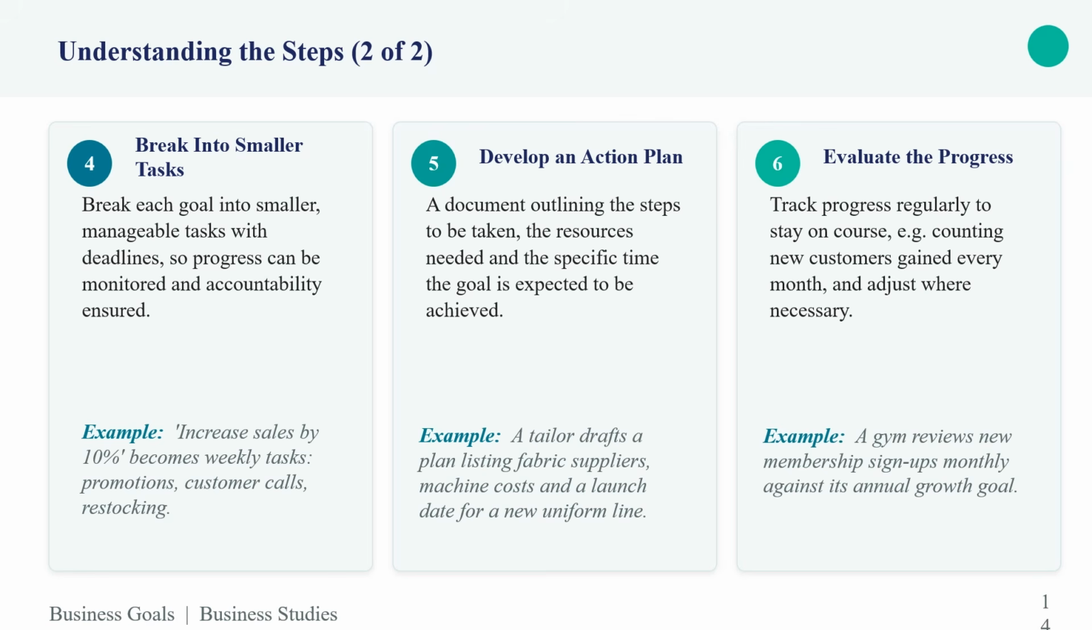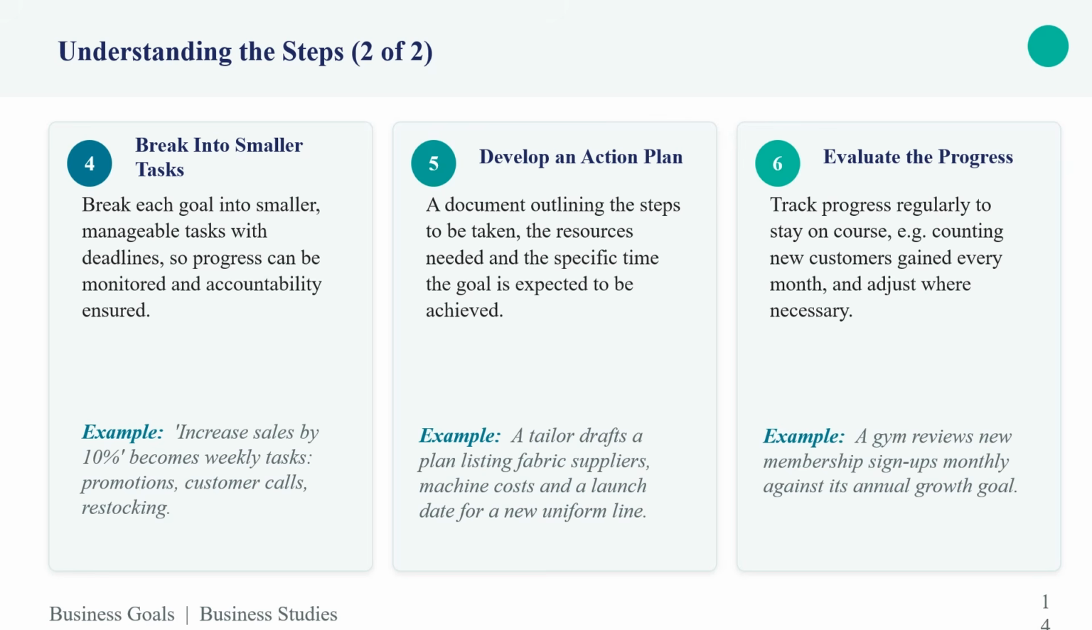Okay, develop an action plan, a document outlining the steps to be taken. We know these are the goals, these are the smaller tasks. So develop an action plan. How are we going to achieve that? How can we do this task? When am I supposed to do it? And how are we supposed to do it? So a document outlining the steps to be taken, the resources needed, and the specific time the goal is expected to be achieved. A good example is a tailor who drafts a plan listing fabric supplies, machine costs, and a launch date for a new uniform line.